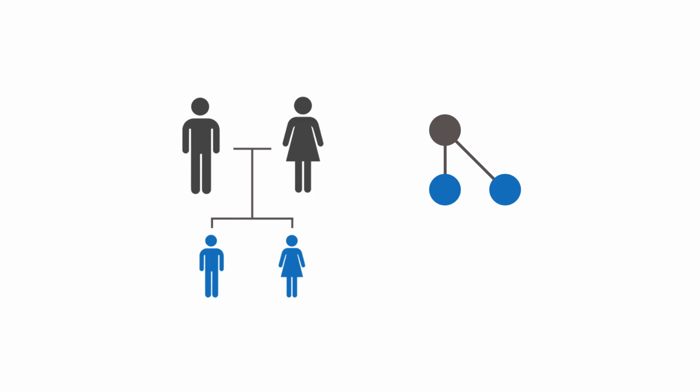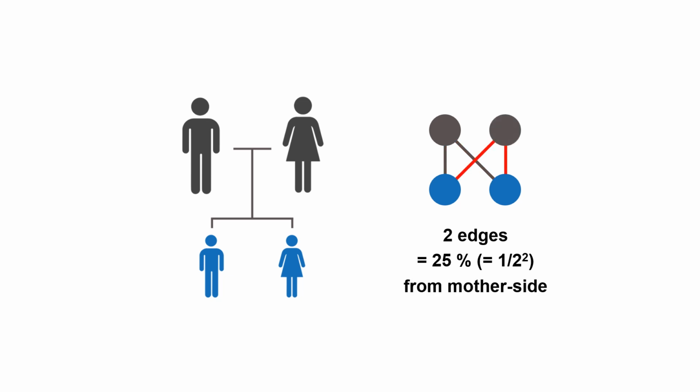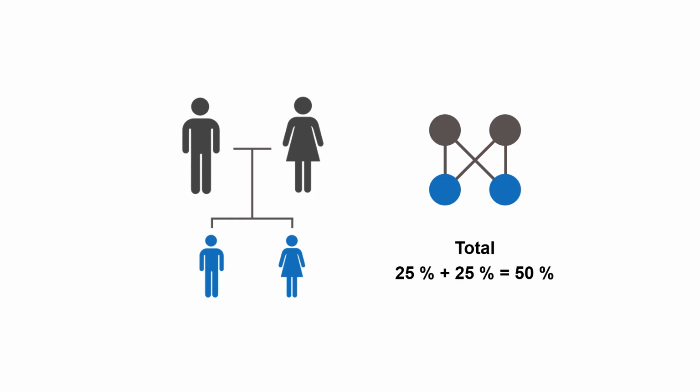How about between siblings? Siblings share genetic information through the father, and it makes two edges, so it should be 25%. But at the same time, they have the same mother, then through the mother connection, also 25% genetic identity. Altogether, the sum of 25% and 25% makes 50% genetic identity. This is from the common parent effect.